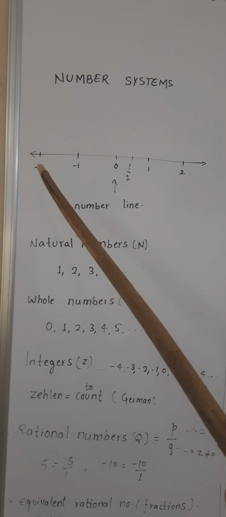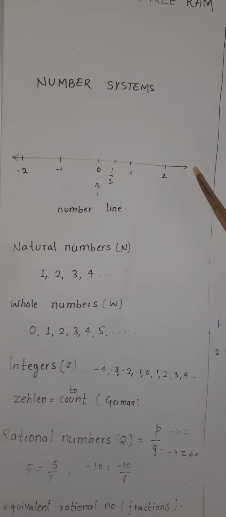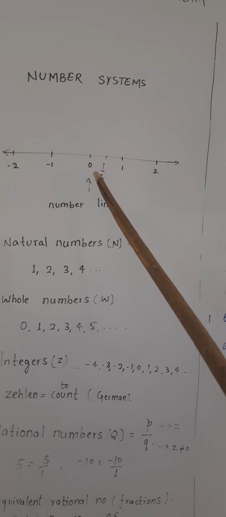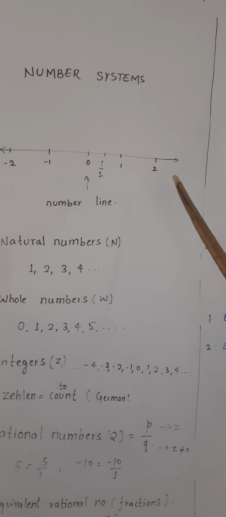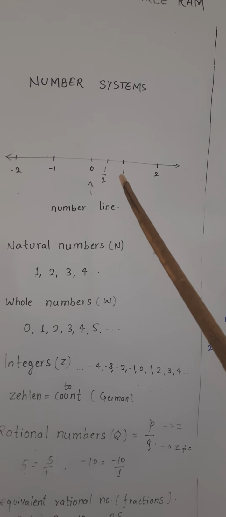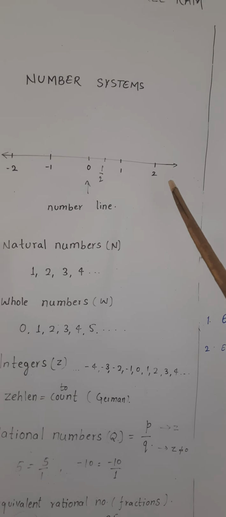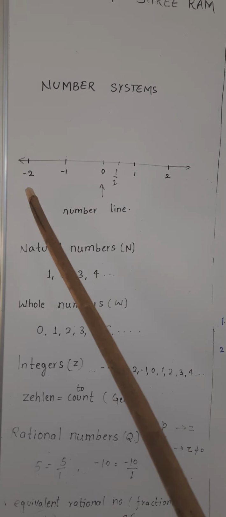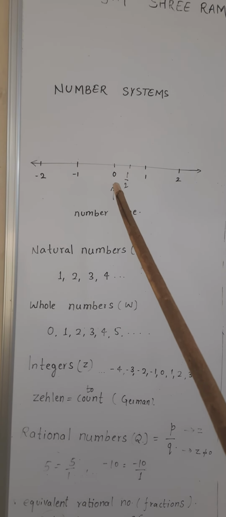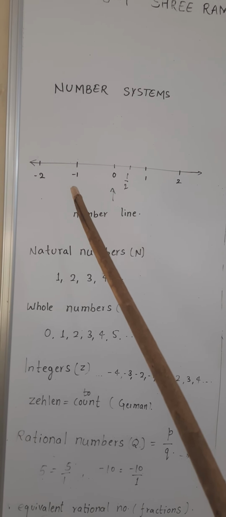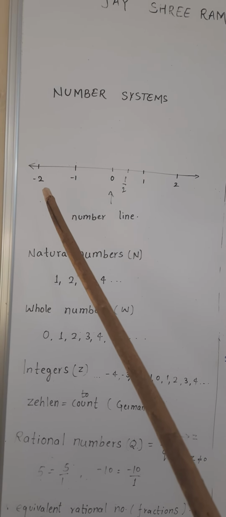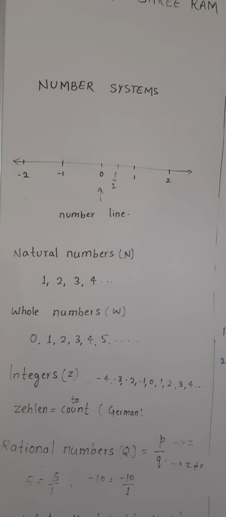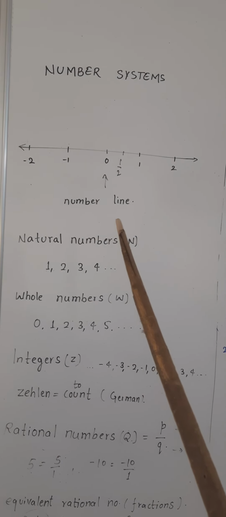This is the number line. This is an imaginary line which at the center is 0, and extends in both directions. Towards the right, positive numbers: 0, 1, 2, 2.1, 2.2, 2.3, 3, 4, 5 and so on. And towards the left, negative numbers: 0, minus 1, minus 1.5, minus 2, minus 2.1, minus 2.2, minus 3 and so on and so forth. So this is the number line.